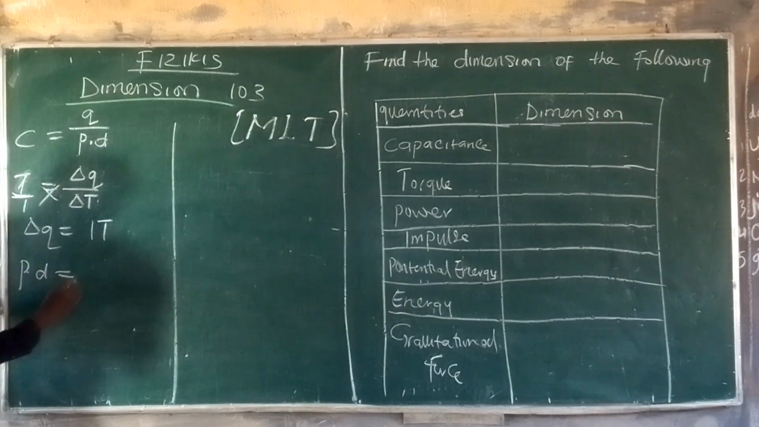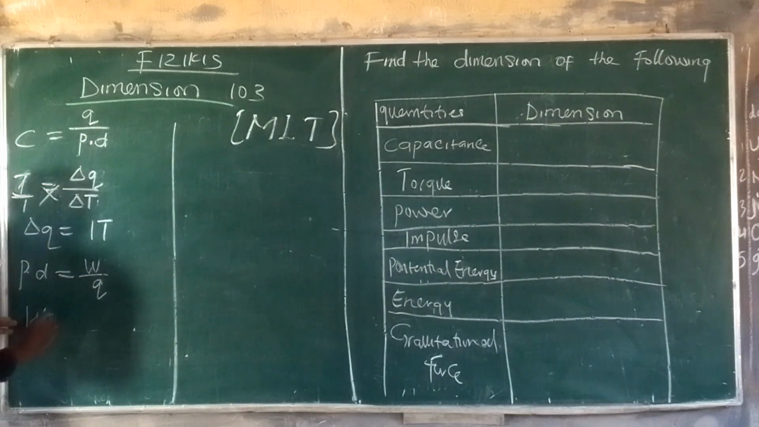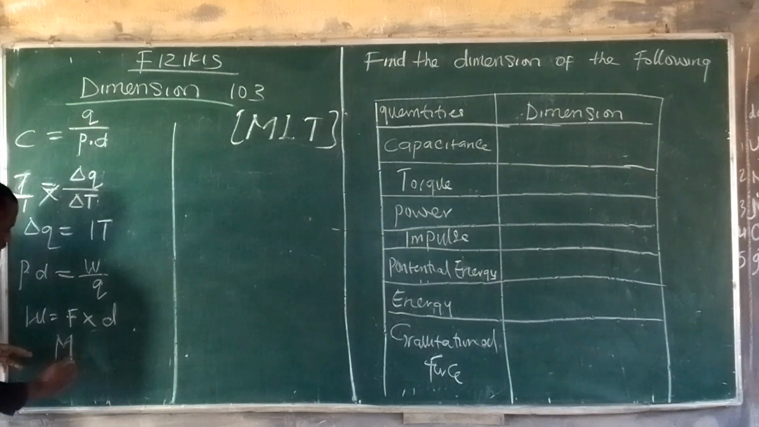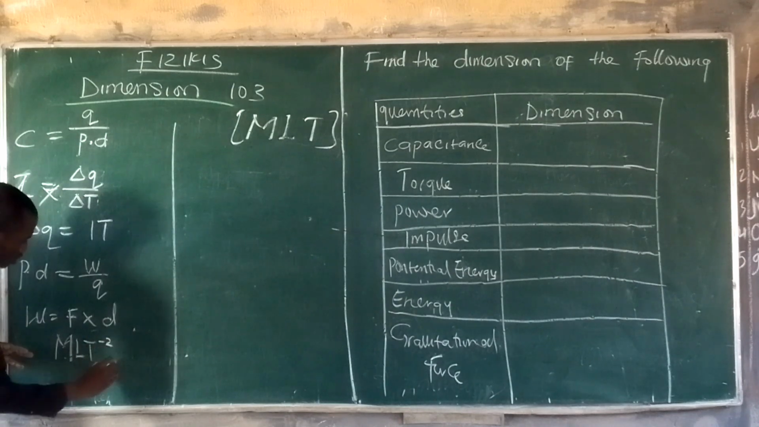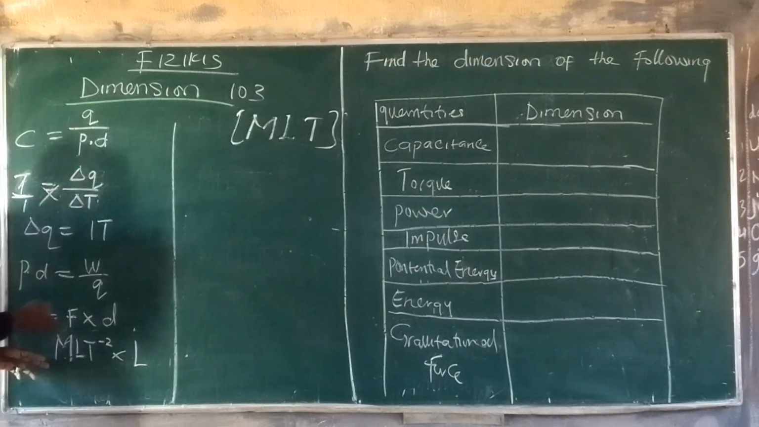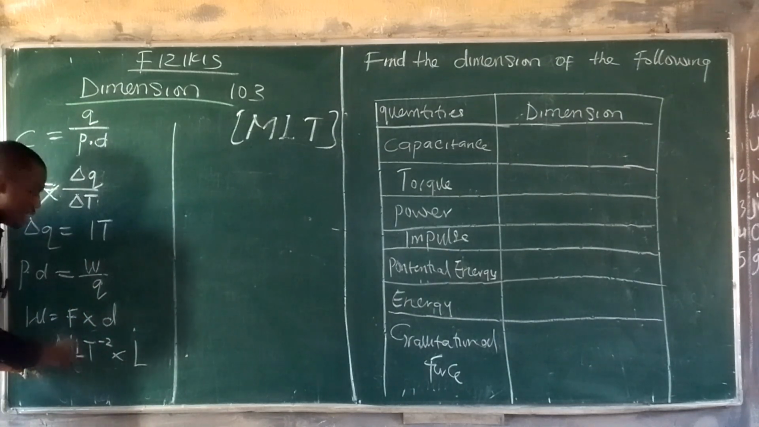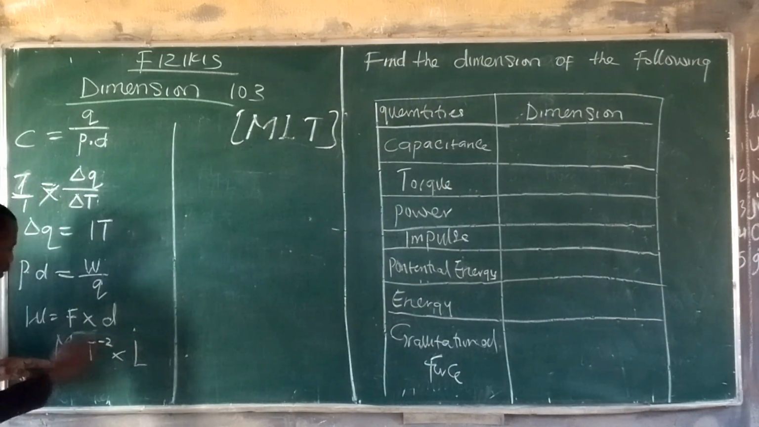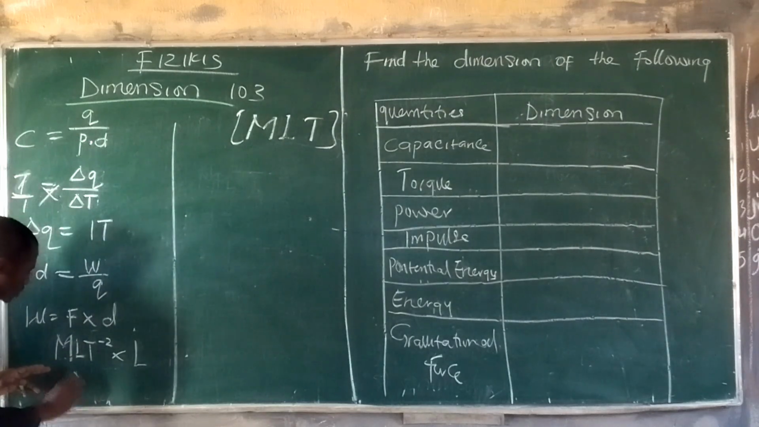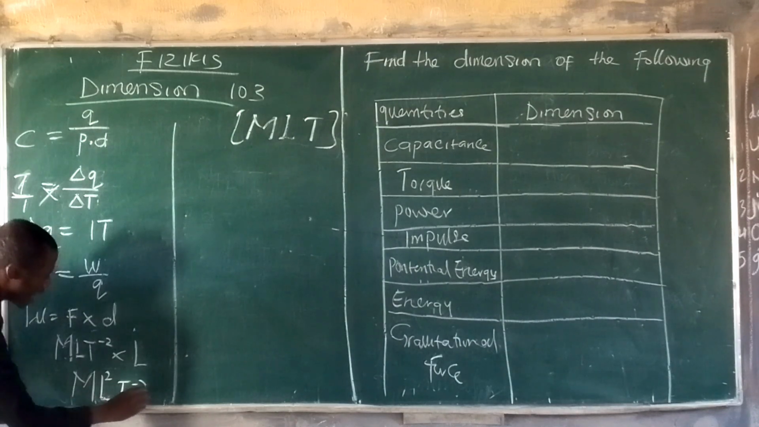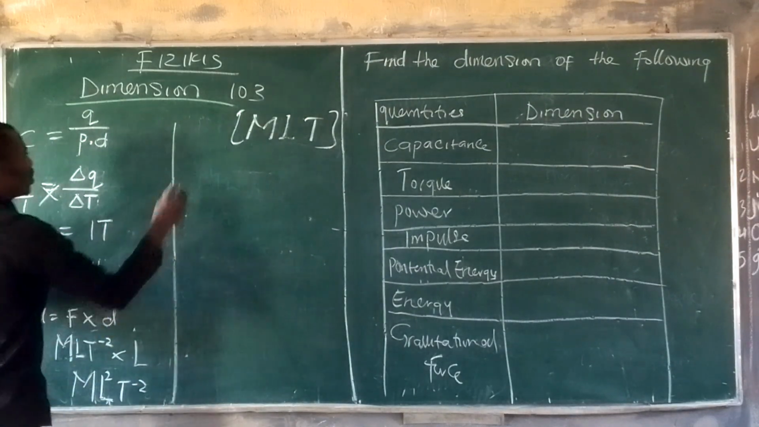What is PD? PD is work done over charge. Well, what is work done? Work done is force times distance. I need to know that the dimension for force is MLT minus 2 times distance L. How do I know this one? I know that force is mass times acceleration, which means mass M times LT to the minus 2, the acceleration. If I multiply, this one will become 1 plus 1 according to indices. This becomes ML raised to the power of 2 and T minus 2.